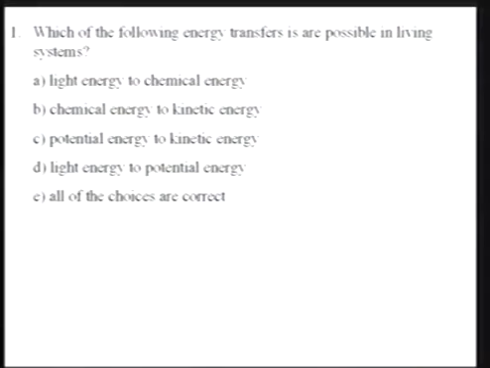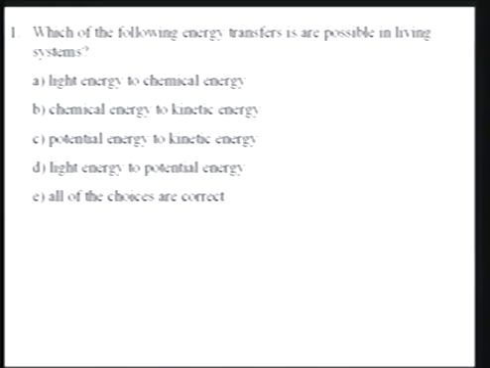Okay, so some questions that we might expect to see on this exam, right? This first one. Which of those energy transfers are possible in living systems? Well, if you look at all these answers, certainly A is possible, light energy to chemical energy. That's really what the light reactions of photosynthesis do, right? They convert light energy into chemical energy in the form of high-energy phosphate bonds in ATP.